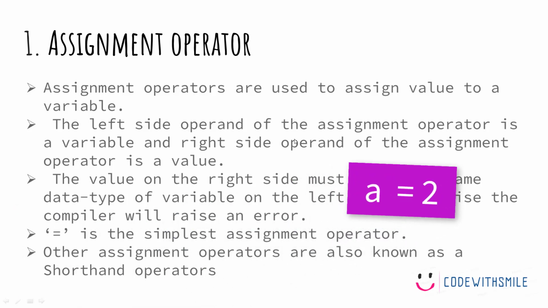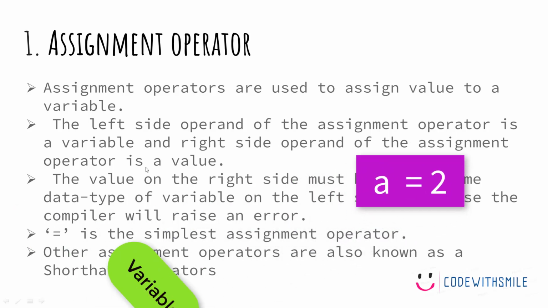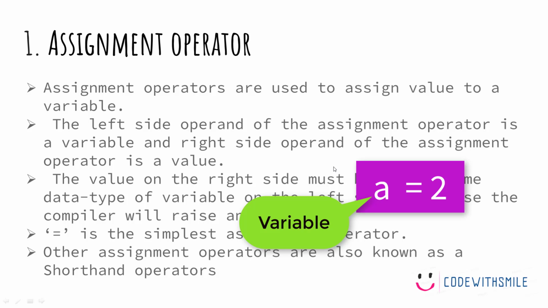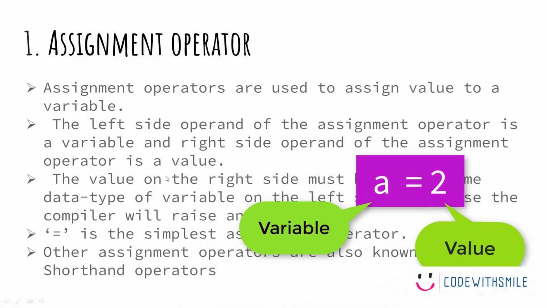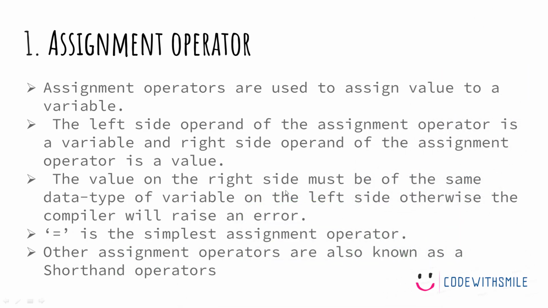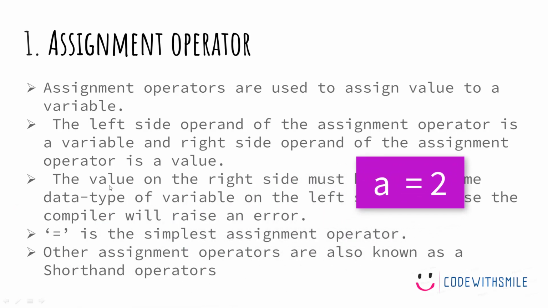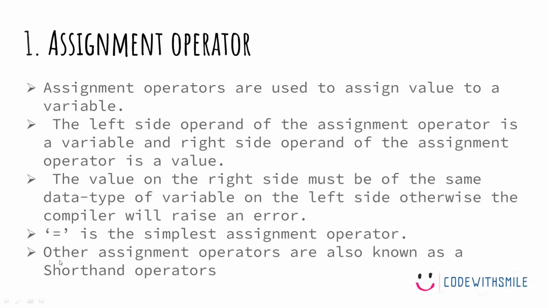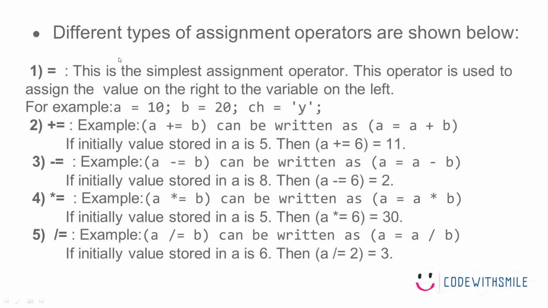The left side operand of the assignment operator is a variable and the right side operand of the assignment operator is a value. The value on the right side must be of the same data type of the variable on the left side. Otherwise, the compiler will raise an error. This means that the value assigned to the variable must be of same data type as the variable is. The assignment operators other than equal to are known as shorthand operators. Different types of assignment operators are shown below.